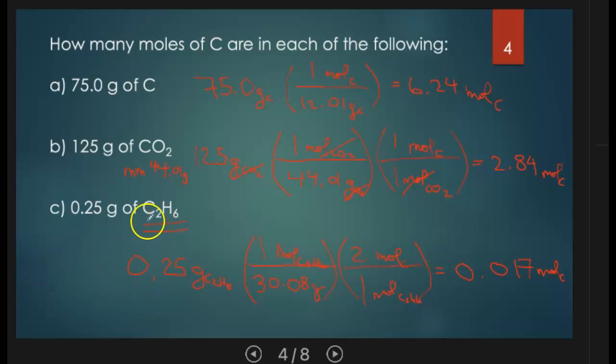So again, to calculate the molar mass, what I did was I took carbon, and there were 2 of them, and I multiplied that by 12.01 grams. Then I took the hydrogen, and there were 6 of those, and I multiplied that by 1.01 grams. I took those products and I summed them up, and that's how I got the 30.08.